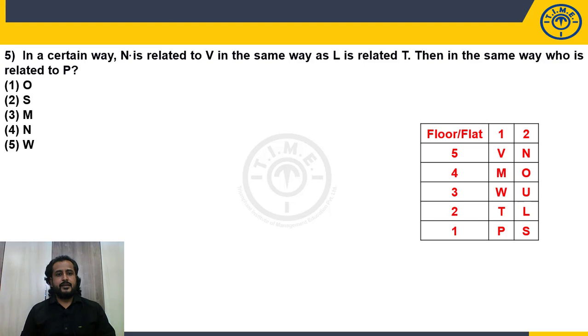In a certain way, N is related to V. Analogy type of question. So N to V and L to T should be the same logic. Then we can apply the same logic to identify who is related to P. N is east of V. L is east of T. Similarly, in the same way, who is related to P? East of P, S. So choice 2.